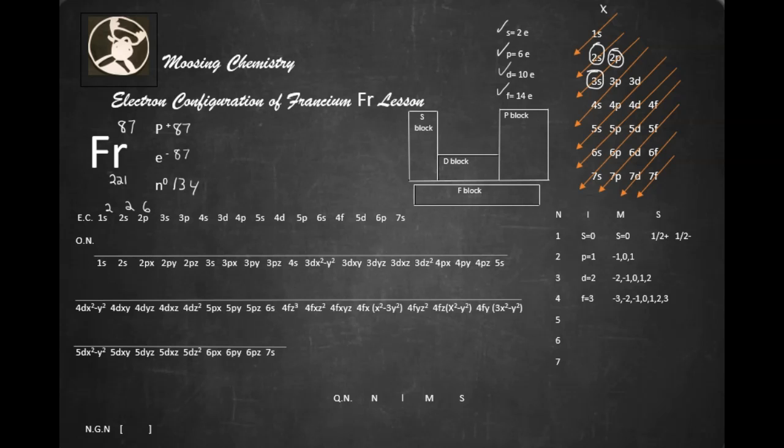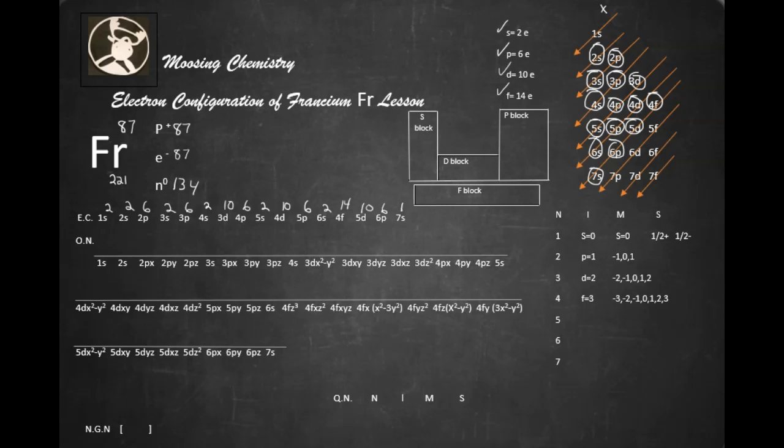3s2, 3p6, 4s2. Just keep sliding down the slide till we run out of electrons. 3d10, 4p6, 5s2, 4d10, 5p6, 6s2, 4f14, 5d10, 6p6, 7s1.